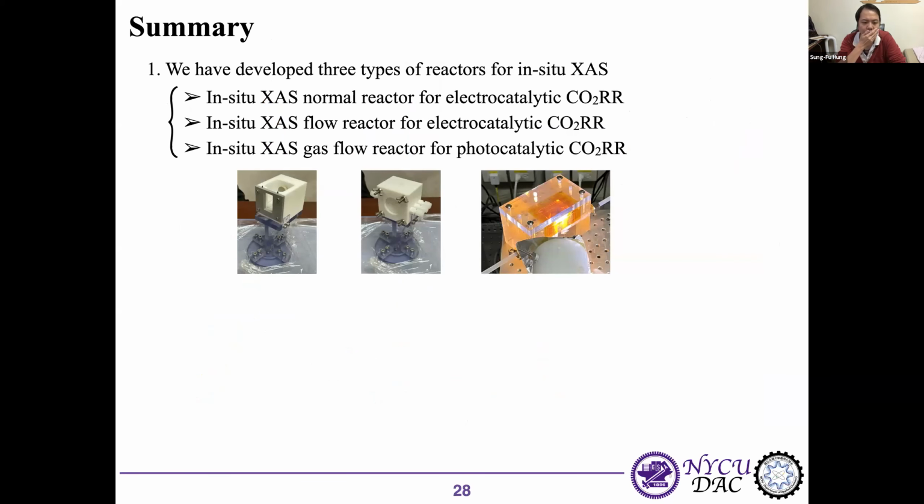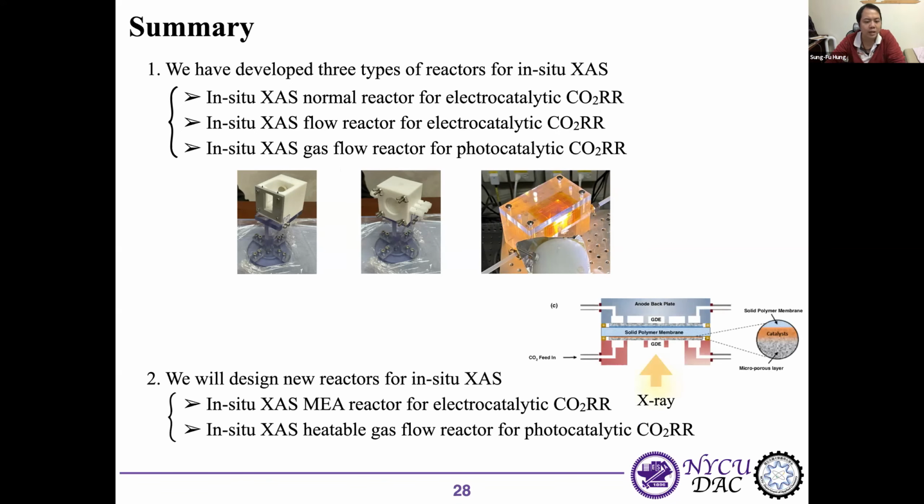In summary, we have developed three types of reactor for in situ XAS: the normal reactor for electrocatalysis, the flow reactor for electrocatalysis, and the gas flow reactor for photocatalysis. We dug out more information for different catalyst systems using these reactors. And we will design more reactors for in situ XAS.